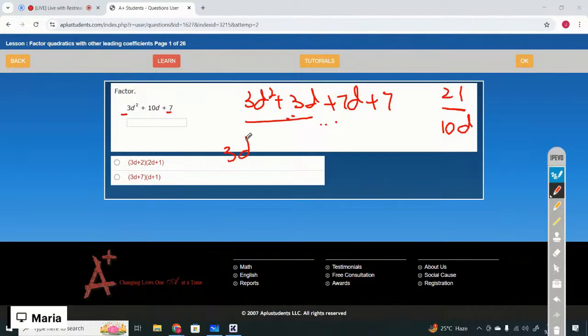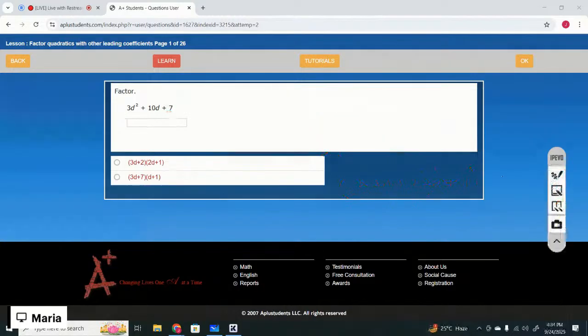Let's just take common 3d, d plus 1, and plus 7, d plus 1. So d plus 1 is a common factor and 3d plus 7. That is d plus 1 and 3d plus 7. Option number 2 is the correct option.